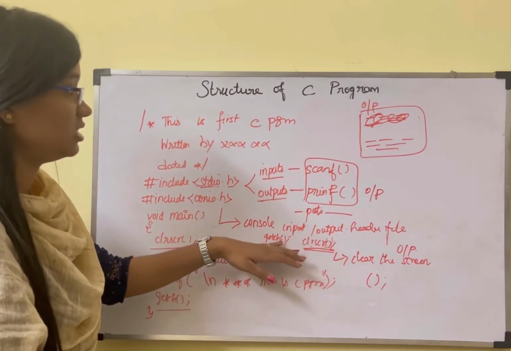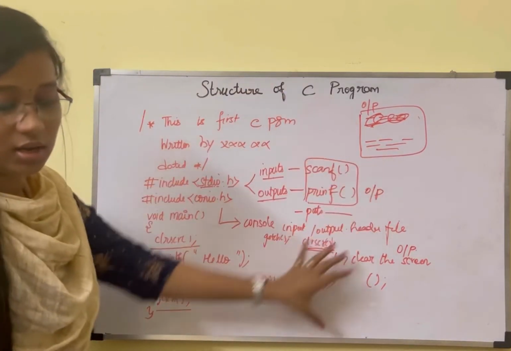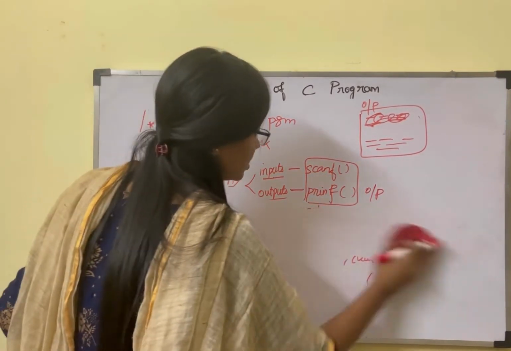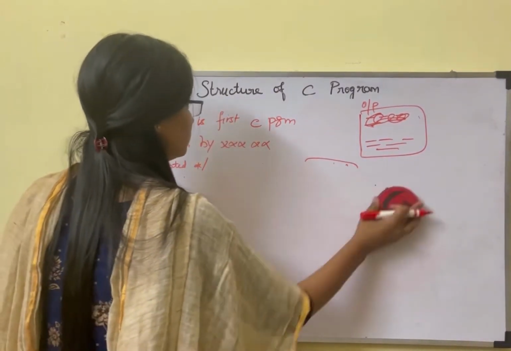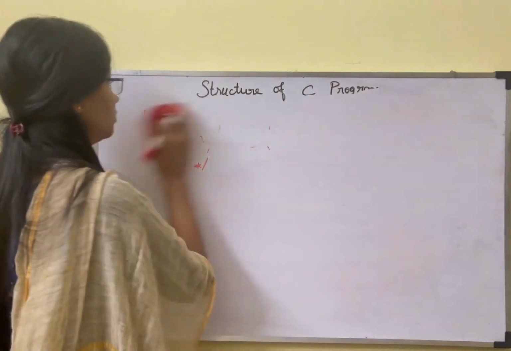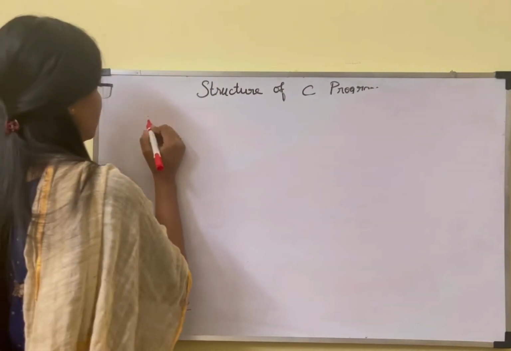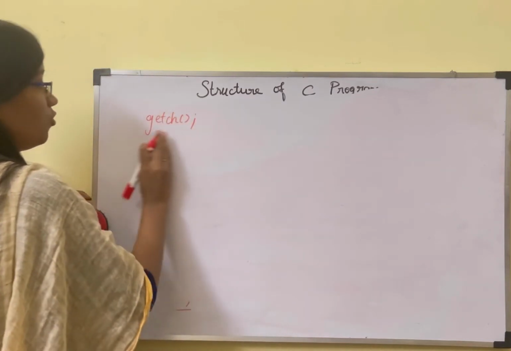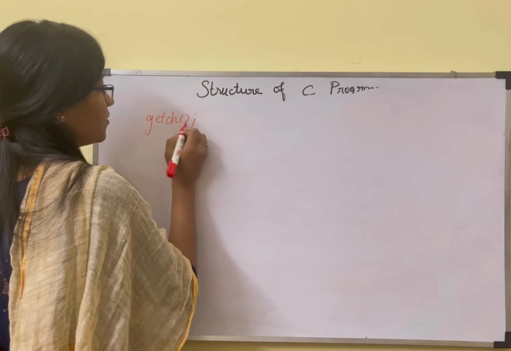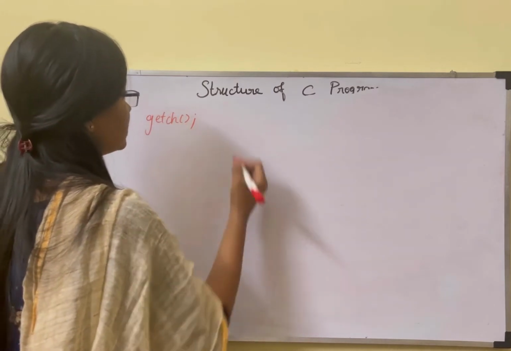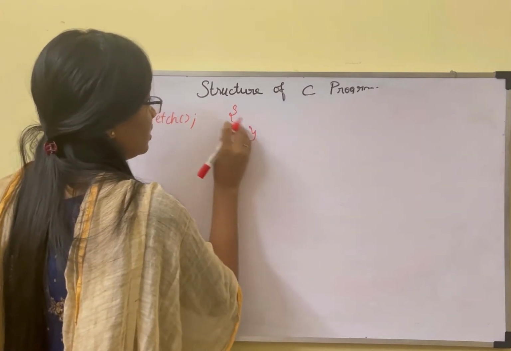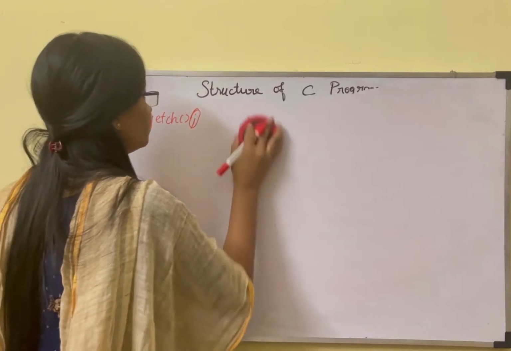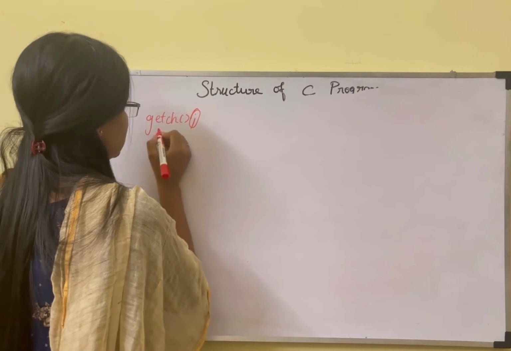Then what is getch for? Okay, I hope you are clear with this. I will erase it off. Now we have to see what getch is for, and how we will pronounce it as the getch function. So as I said already, inside this open and close bracket, everything should end with a semicolon. Okay, what is getch for?